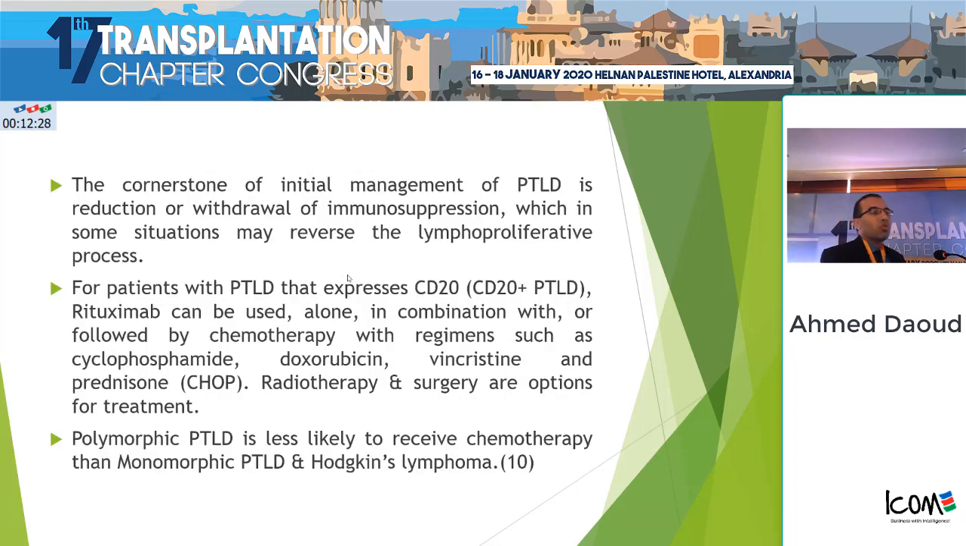The cornerstone of initial management of PTLD is the reduction or the withdrawal of immunosuppression therapy, which sometimes reverses the lymphoproliferative process. For patients with PTLD that express CD20, rituximab can be used. It can be used in combination with or followed by chemotherapy, or alone, with regimens like the CHOP chemotherapy. Patients with polymorphic PTLD are usually less likely to need chemotherapy than patients with monomorphic PTLD and Hodgkin's lymphoma.